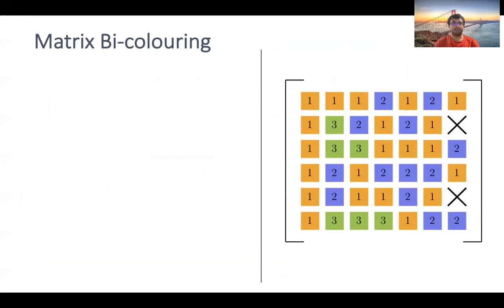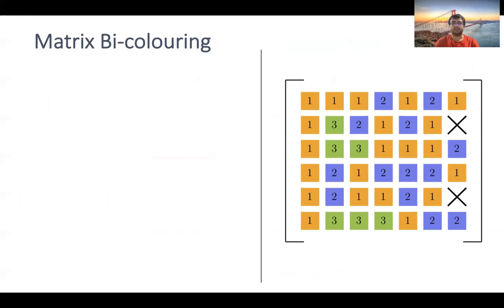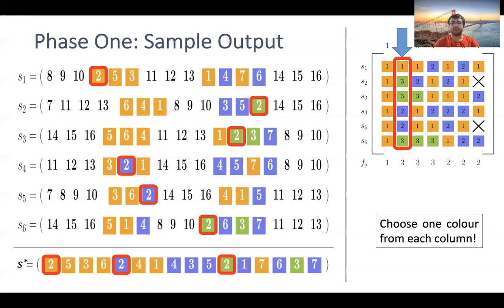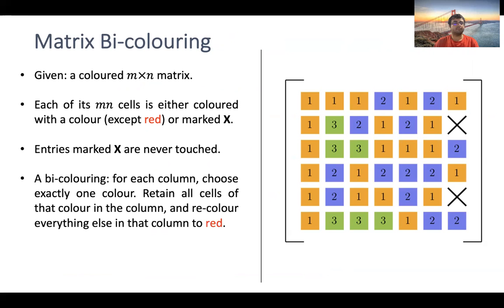This problem is what we call the matrix bicoloring problem. We are given an M cross N matrix. Each of its cells is either colored with a color or marked X. Why will it be marked X? Because some of the repeated symbols might not occur in the LCS of some strings. For example, in our particular case, symbol 7 did not occur in the LCS of S2 and S5. Entries marked X are never touched.